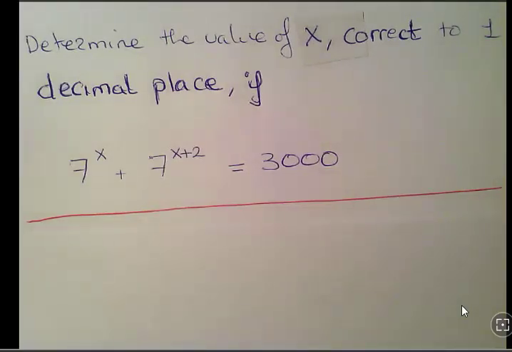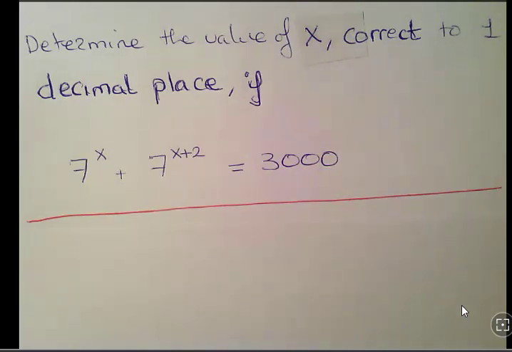Okay, this is one of our logarithm tutorial sheet questions. This is from the basics of calculus section. Determine the value of x, correct to one decimal place, if 7 to the power of x plus 7 to the power of x plus 2 is equal to 3000.